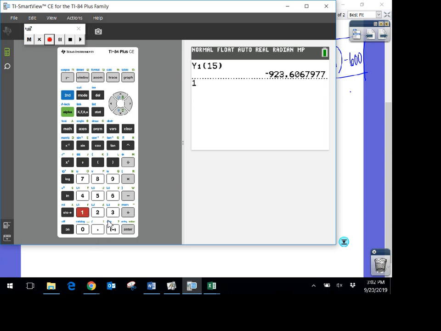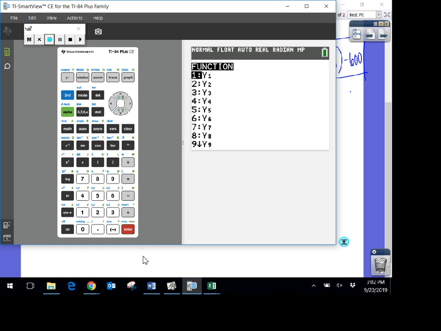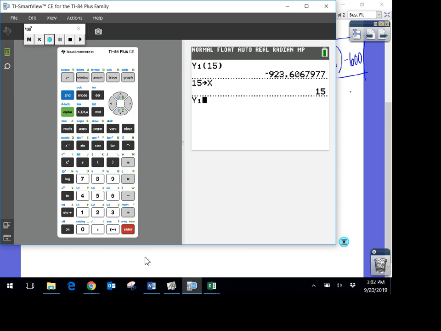We can store 15 as x, and then just go to vars, y vars, and get our answer that way. Now 15 is stored as x, so it's going to plug x in for us, and we can get our answer that way. Lots of ways to get your answer, not just one way. You can go to the table and ask, the independent ask, you can do all of those things.